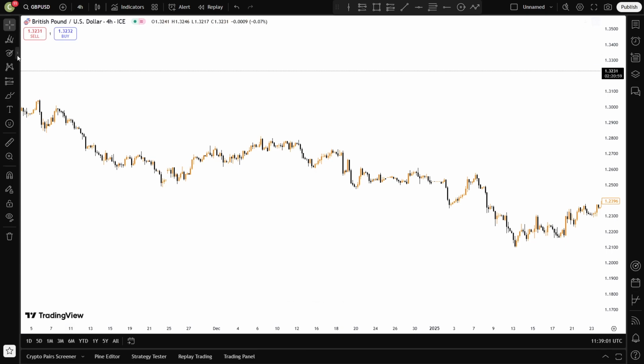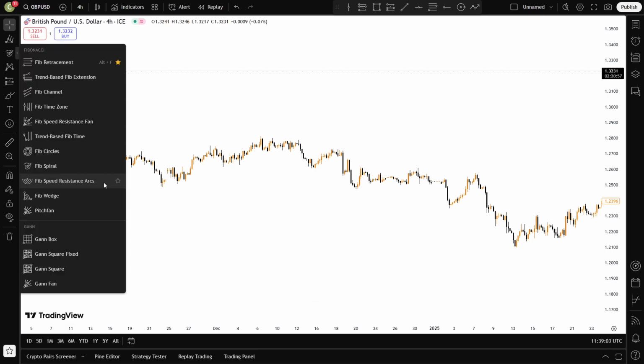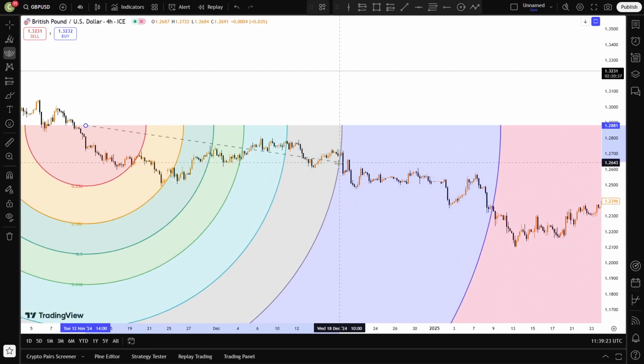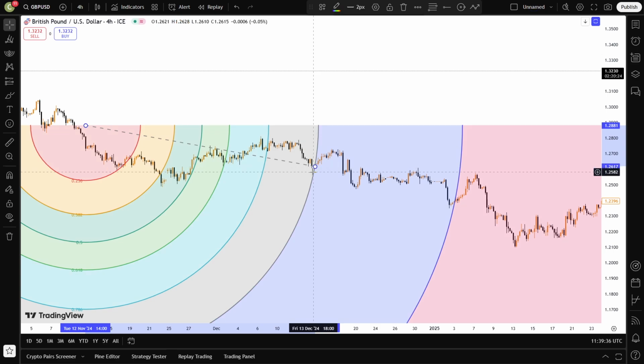Moving on to the next one, we have the fib speed resistance arcs. The fib speed resistance arcs draw arcs based on Fibonacci ratios to identify potential areas of support and resistance as price moves over time. So this is how it is, and as you can see, they are curved arcs based on Fibonacci ratios.